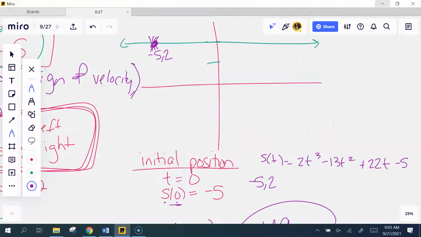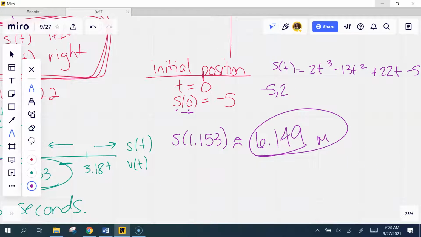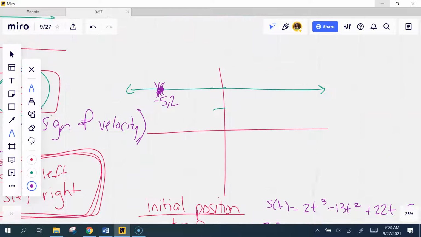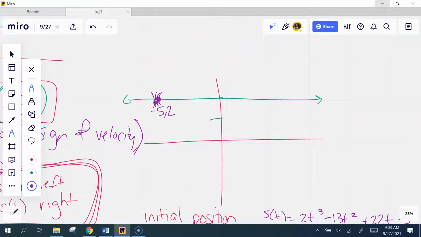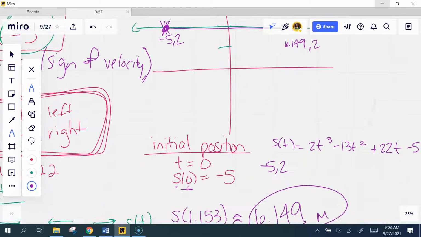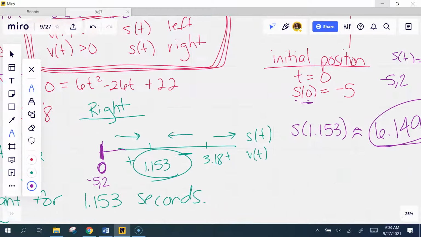Okay. What this means is that now I'm at 6.149, right? So all the way over to about 6, here I am. My bug has moved to the right. I'm at 6.149. But what is that Y value consistently? 2. Right? Does this follow my little sign chart? Did I move to the right until I hit 1.153 seconds?